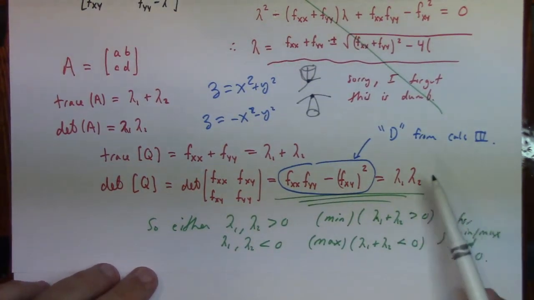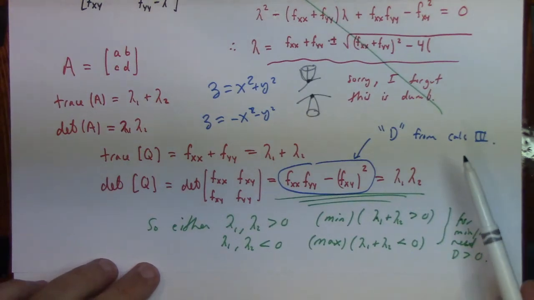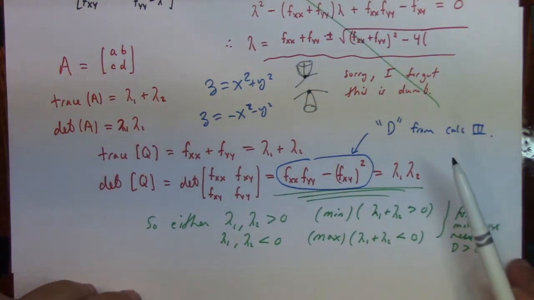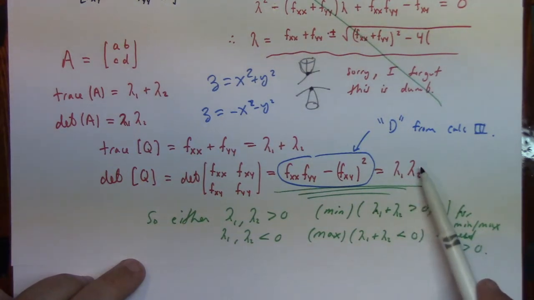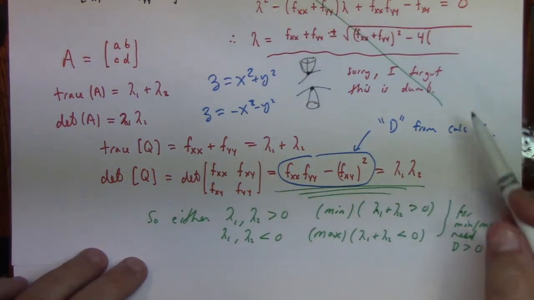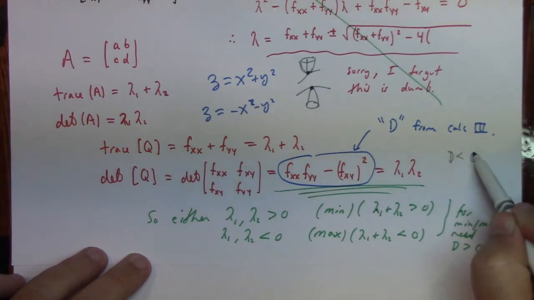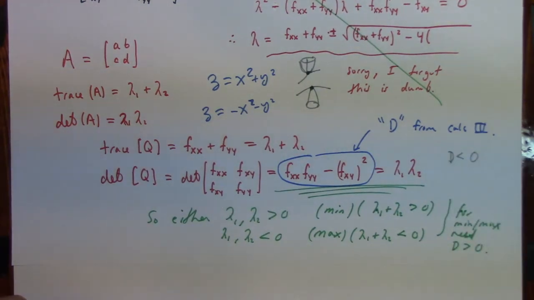On the other hand, if it's not a local max or min, if one eigenvalue is negative and one is positive, then the product of a positive and negative is going to be negative. So you can easily see that D less than 0 corresponds to the case that we have eigenvalues of opposite sign, and consequently, in the right coordinate system, it looks like a saddle. Now this actually gives you a path towards finding the coordinate system which makes the graph look like a saddle, at least local to the critical point.